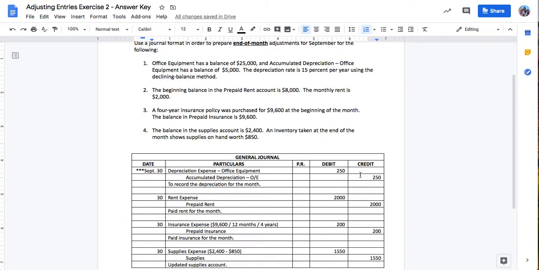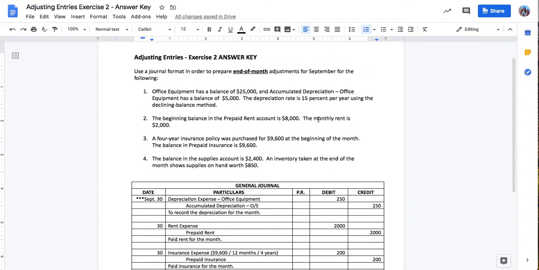And I will flip back and forth between this, the answer key, the exercise, and I've put together some T accounts as well so we could walk through it. So when we are doing adjusting entries, we are going to see 4 types of adjustments. One is going to be depreciation, which is the estimated value of a fixed asset that has gone down.